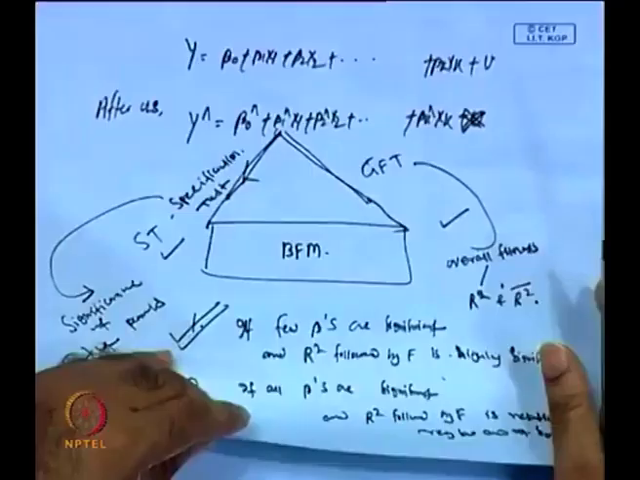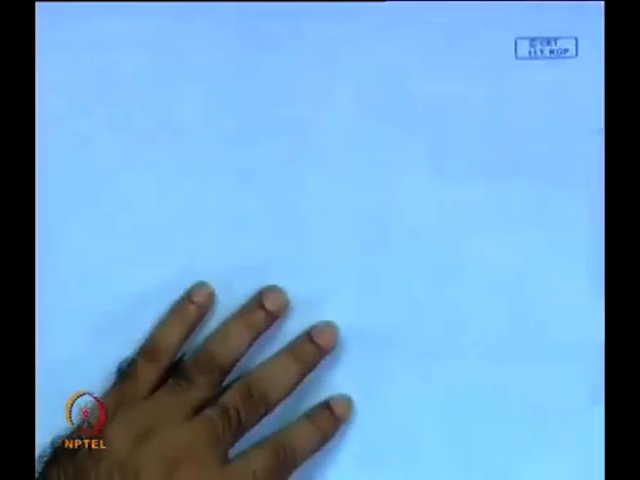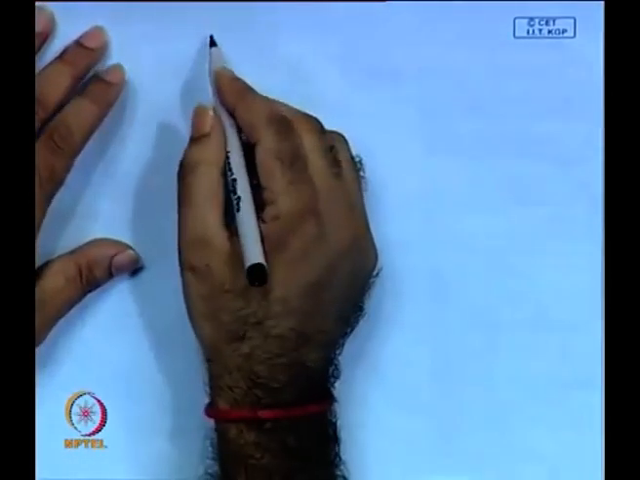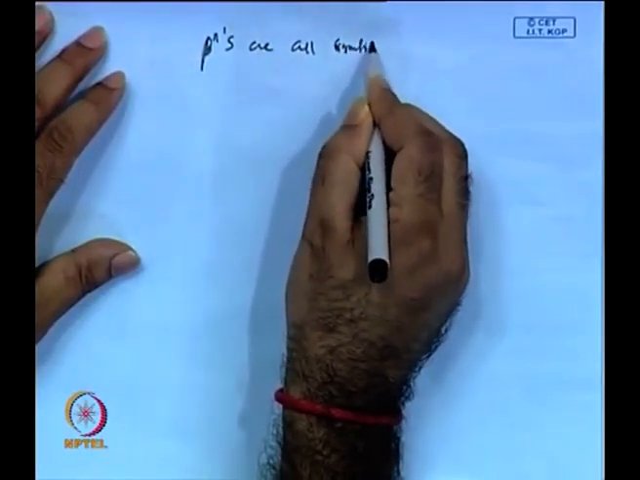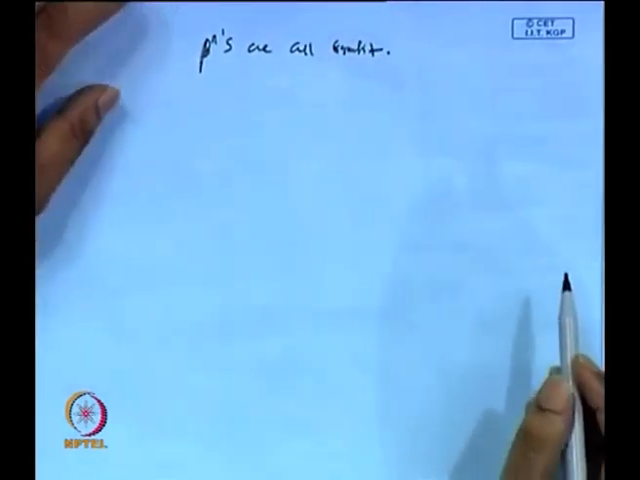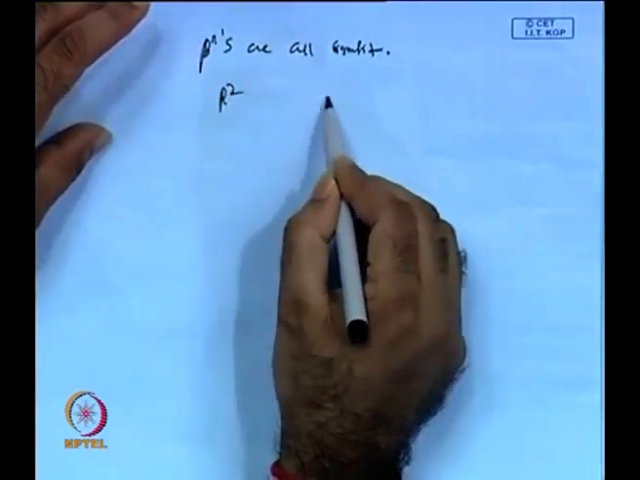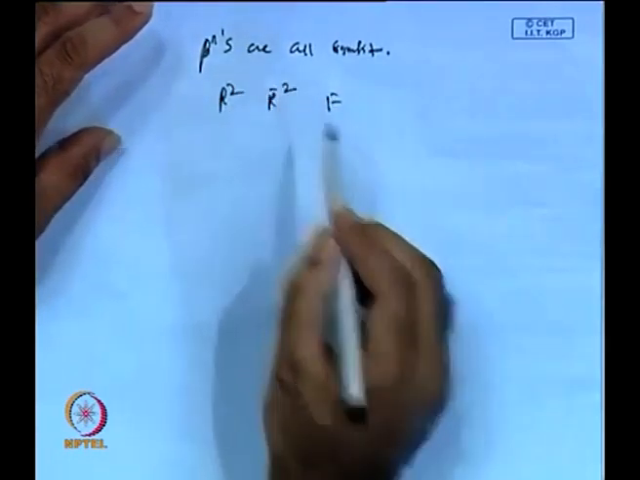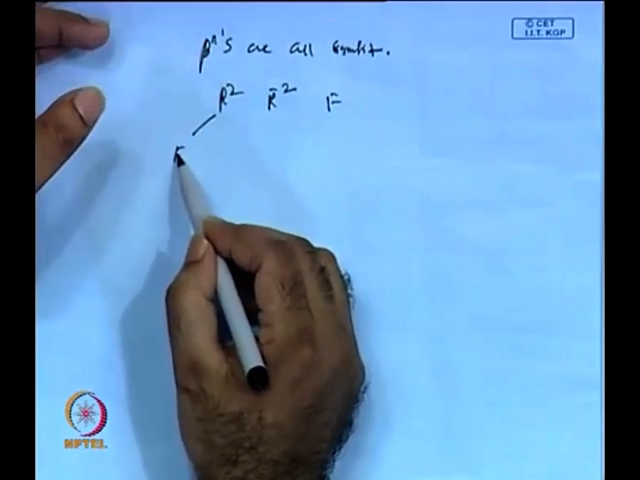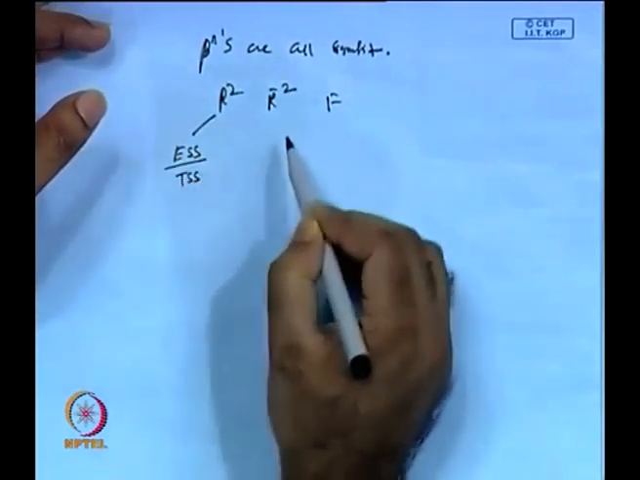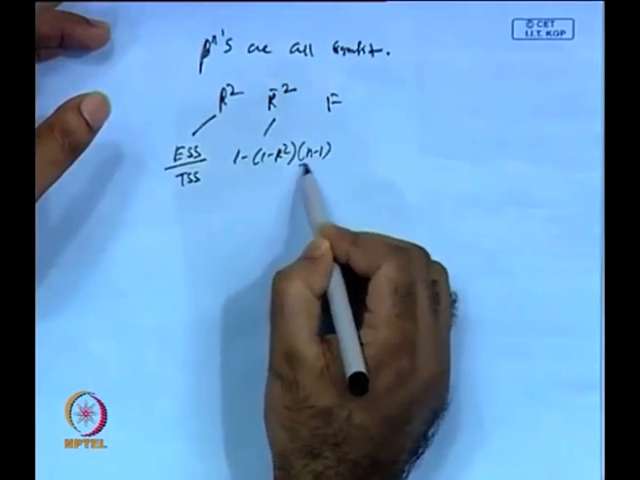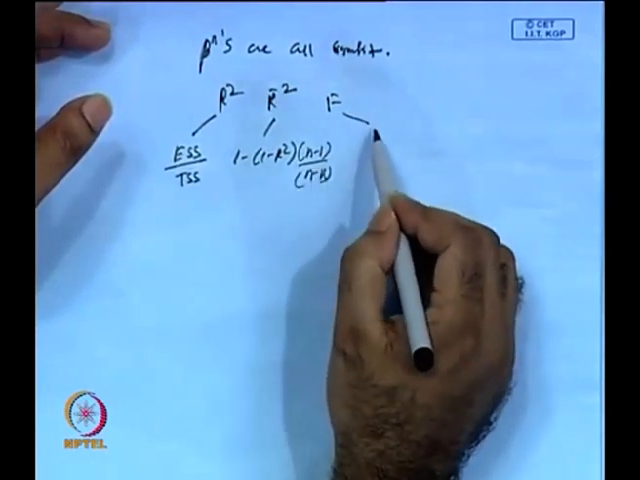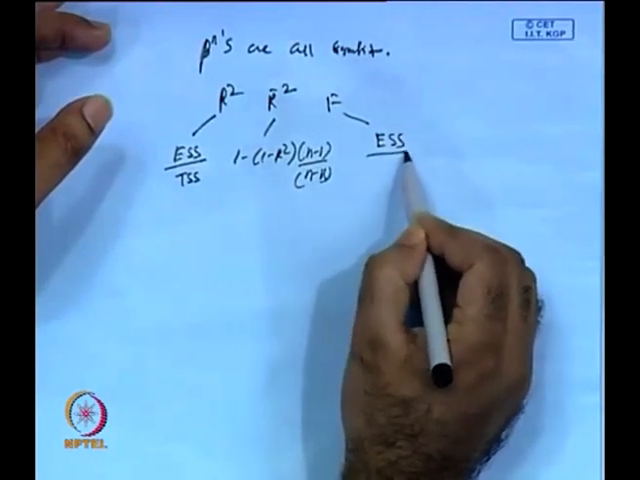Why is it so exceptional? You see here, in the first case the beta hats are all significant. This is the first instance. Then in the second case, R square and F, or adjusted R square and F. R square is calculated as the ratio of ESS by TSS. Adjusted R square is 1 minus (1 minus R square) into (n minus 1) by (n minus k). And similarly, F is calculated as the ratio of ESS by RSS.